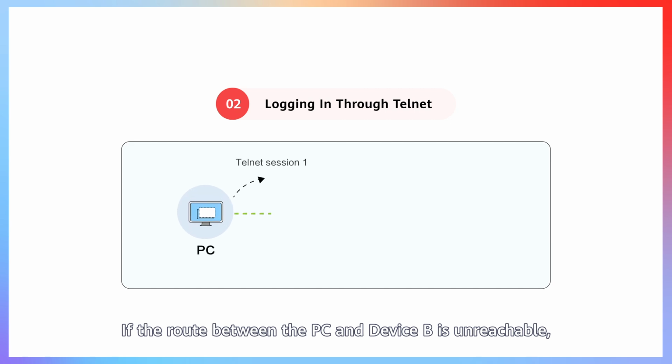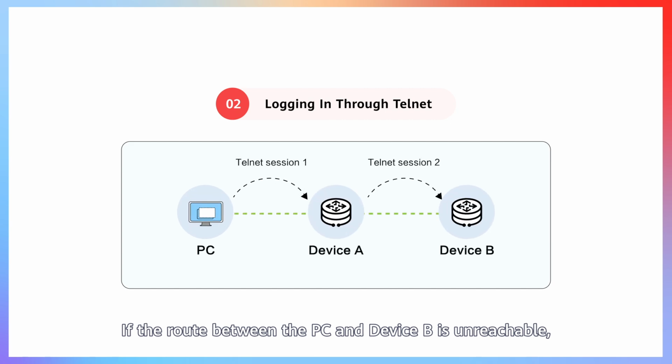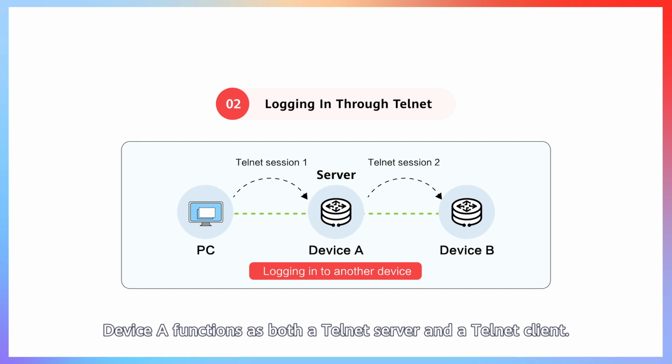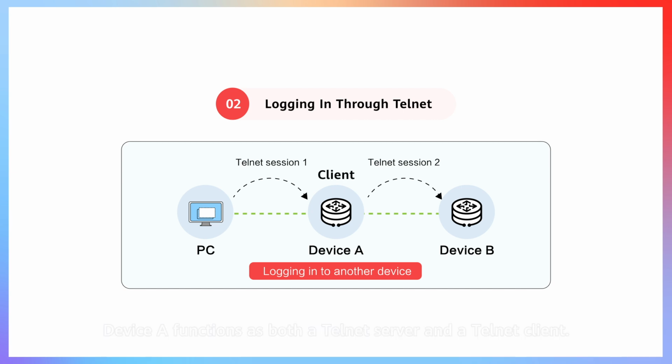If the route between the PC and device B is unreachable, you can run the terminal emulation program or Telnet client program on the PC to establish a connection with device A. Then, run the Telnet command to log in to device B for configuration and management. In this case, device A functions as both a Telnet server and a Telnet client.